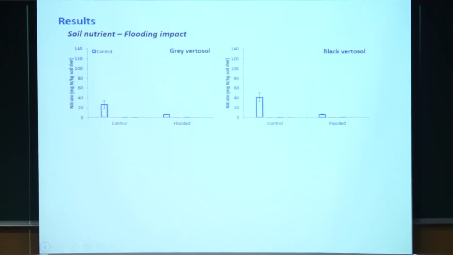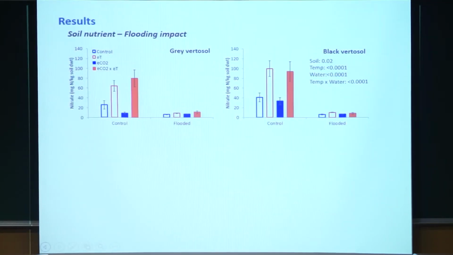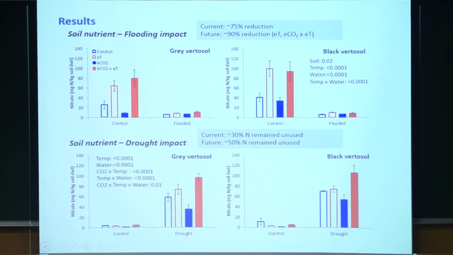In terms of the flooding impact, so those were the soil nutrients, what we found is under current conditions, we got a 75% reduction in nitrate, and under future conditions, we got a 90% reduction in nitrate. And nitrate's incredibly important in terms of cropping rotations and things like that. If we looked at the drought impact, what we found was that 30% of the nitrogen was unused, and under future conditions, 50% remained unused. So we did get differences in nitrate availability dependent on the treatment, and we'll see why this is important.